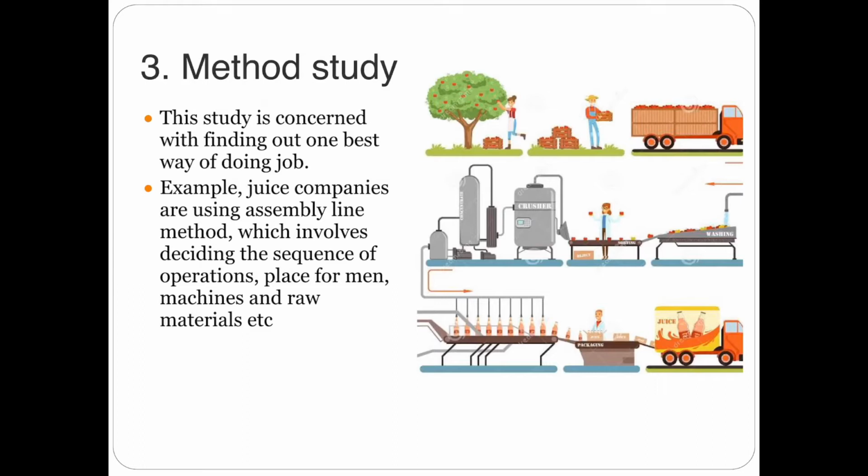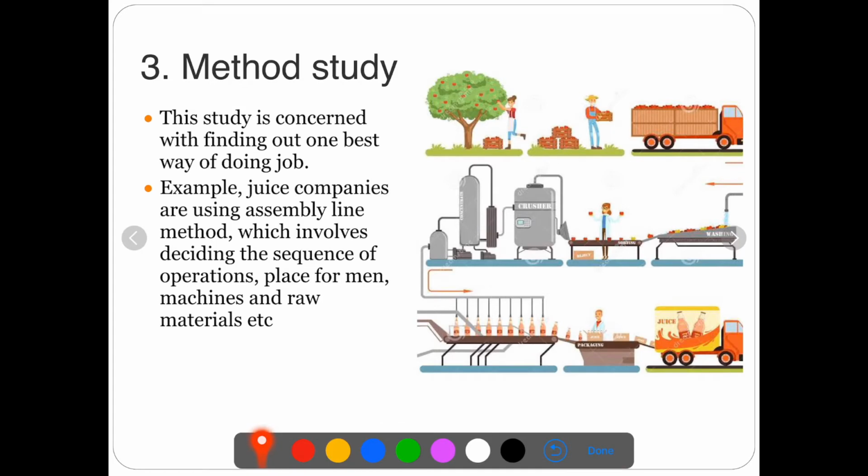So, the third one is the method study. This study is concerned with finding out one best way of doing a job. For example, juice companies are using the assembly line method, which involves deciding the sequence of operation, place for men, machines, and raw materials. Again, if you observe the picture, you can see how and from where the product comes, gets inside the factory or the industry, and the production takes place.